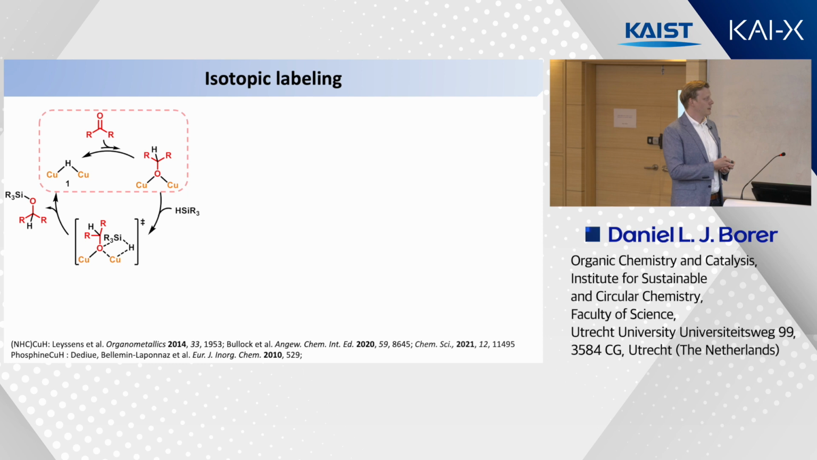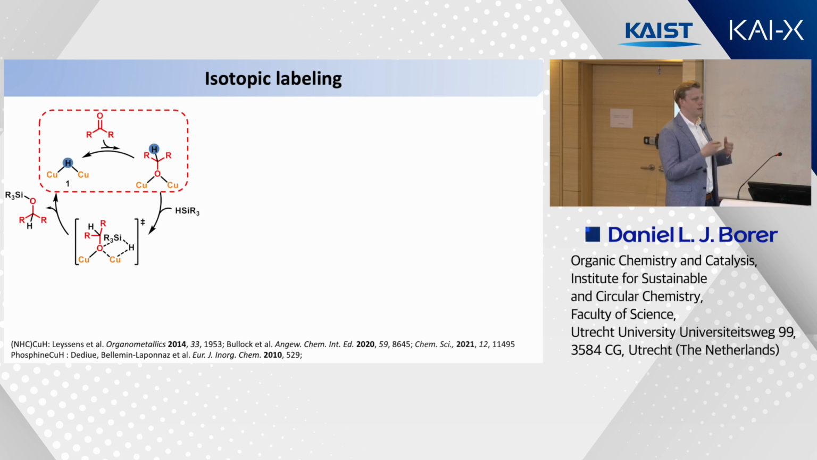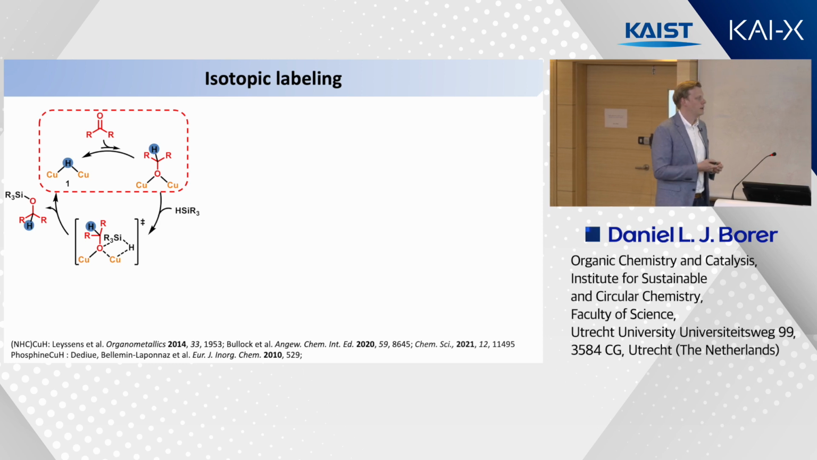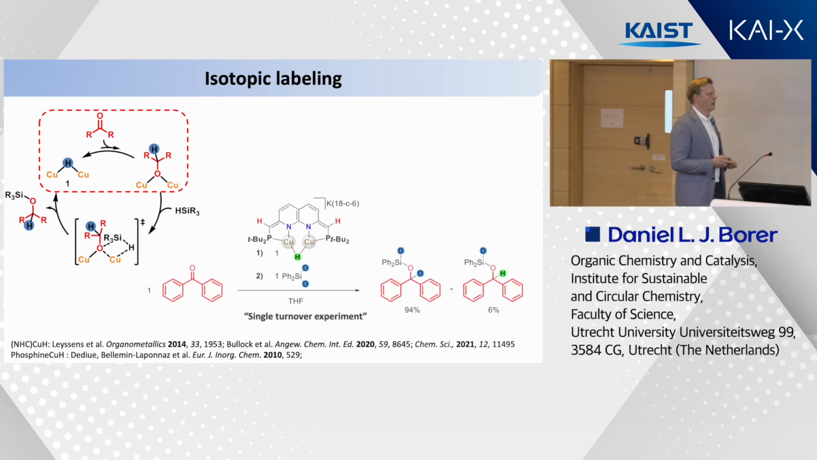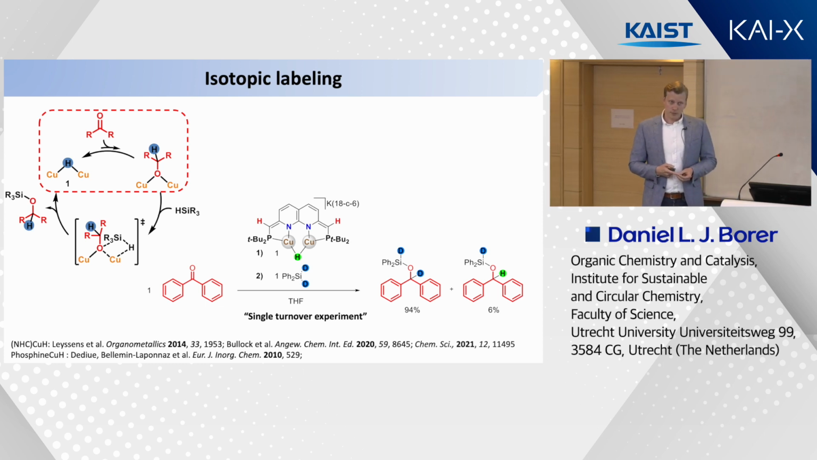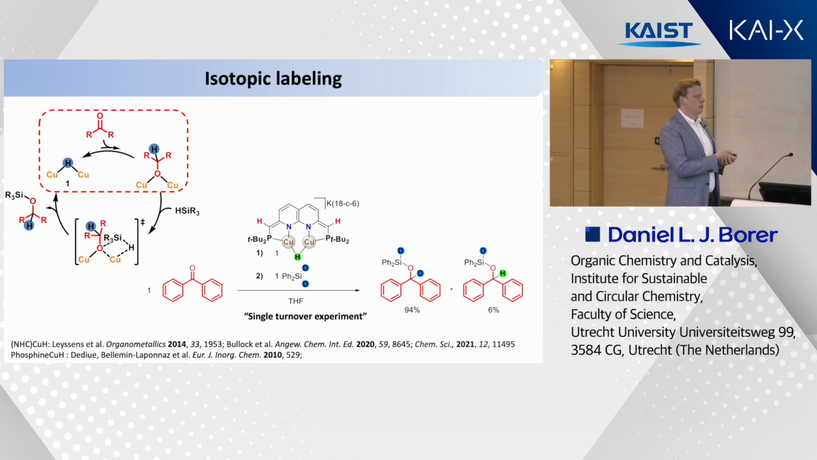So if we isotopically label the hydride over here, or don't isotopically label it, but add a silane, the hydride should do the insertion, end up at the beta position, and then basically in this intermediate still be over there, and then end up in the ketone, whereas the hydrogen atom should then end up back over there. So we did a single turnover experiment where we didn't isotopically label the catalyst, we used a deuterated silane.